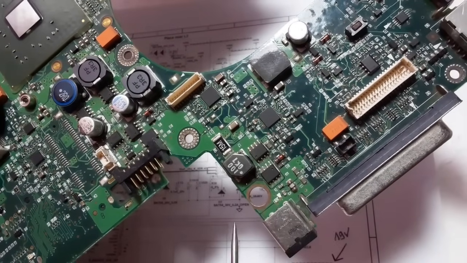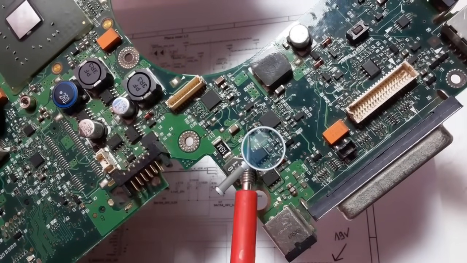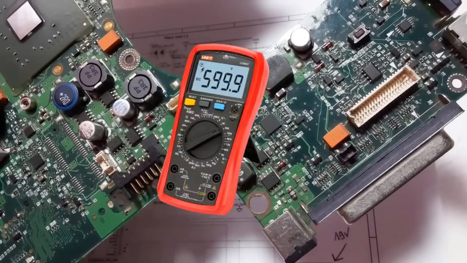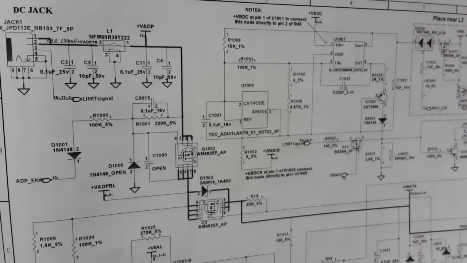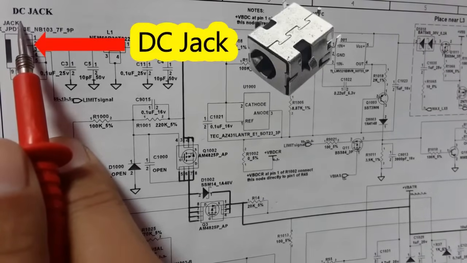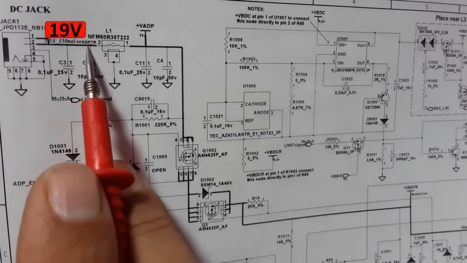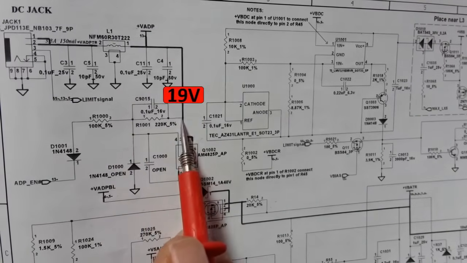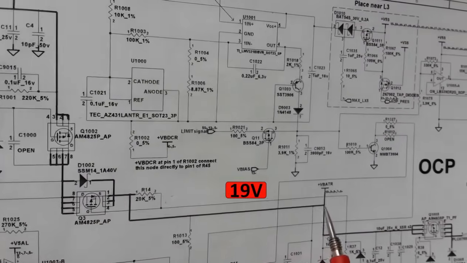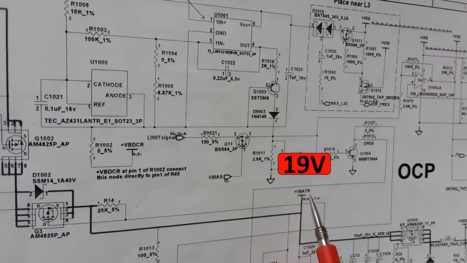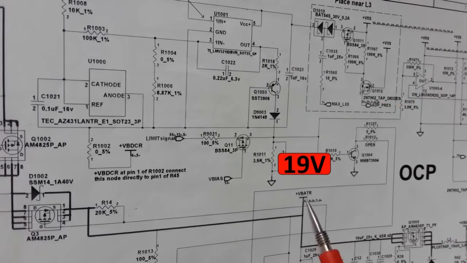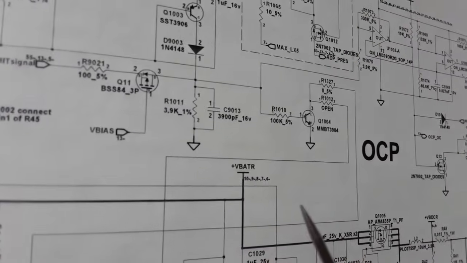Now I'm going to show you how to track the 19 volt from the power jack to the 3 volt 5 volt circuit using the multimeter and the circuit diagram. So this is the circuit diagram. As you can see here, we have the DC jack. The 19 volt goes directly through the ceramic capacitors and then to Q1002, and then goes directly until we get here plus VBAT. This plus VBAT will be distributed to the whole motherboard, to all circuits in the motherboard.